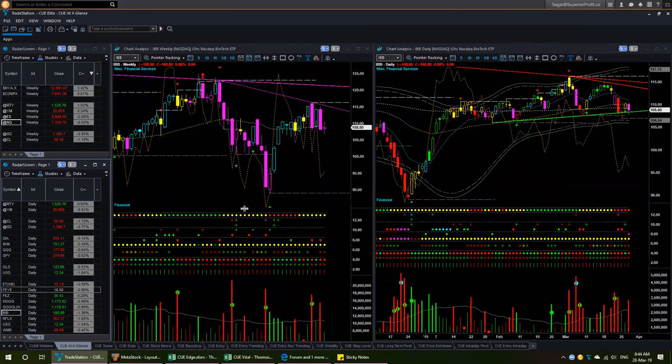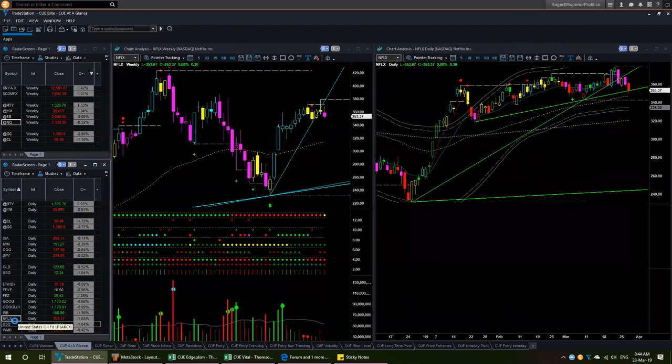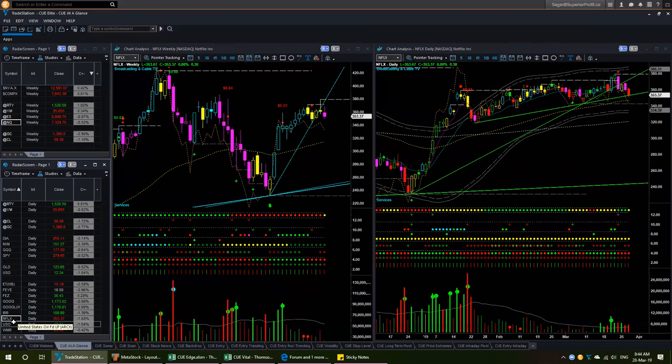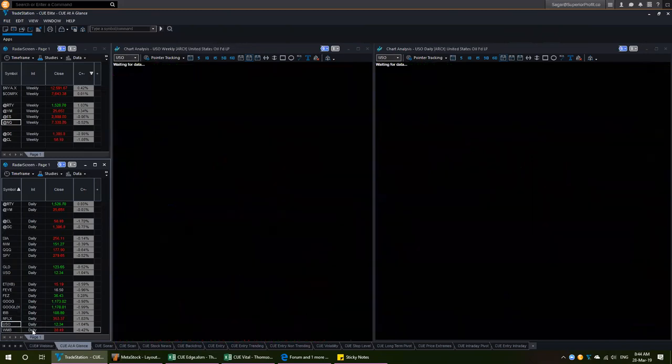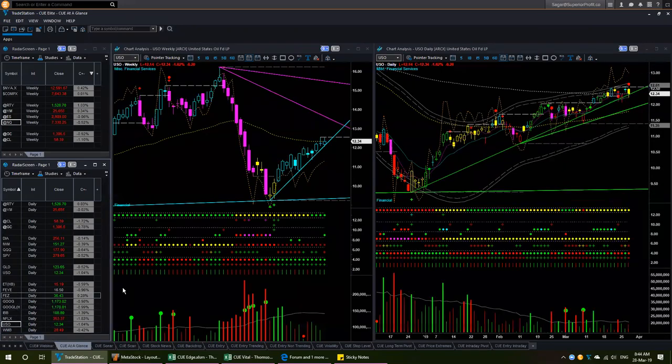Let's look at IBB. Bearish weekly color, bearish daily color. Netflix is bearish in both weekly and daily. US oil. It is having support from this memory support in daily. However, it has a bearish headwind. Therefore, we are not going to consider any long trade.